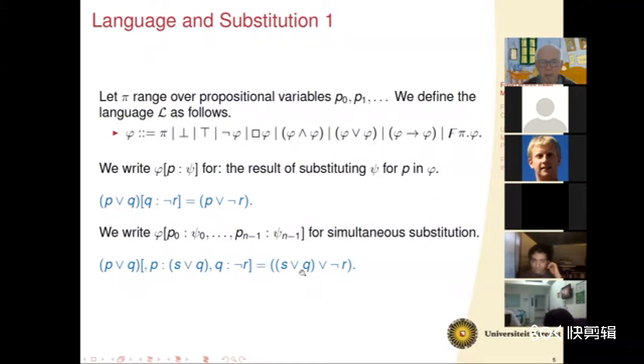So what is important is that it's simultaneous, right? And it's not sequential. If we would first substitute s or q for p and then not r for q, we would also have a not r here, right? So the important thing is that it's simultaneous. And so the substitution for q does not operate on the result of this substitution.